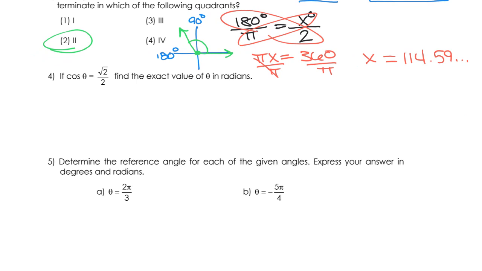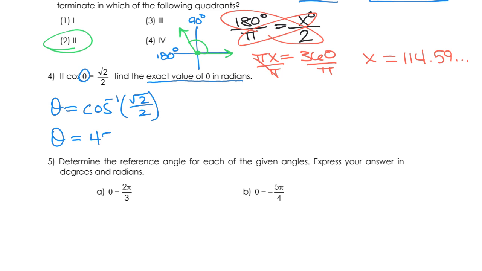Number 4, it says that cosine theta equals square root of 2 over 2, and we have to find the exact value of theta in radians. Okay. So what we're going to do is we have to solve for theta. Theta is an angle, and so we're going to go ahead and use our inverse keys. And we're going to type this right into our calculator. Okay. What comes out, since our calculator is in degrees, comes out 45 degrees. However, they want the exact value of theta in radians, and so this is not our answer. That would be our answer for theta in degrees, okay?